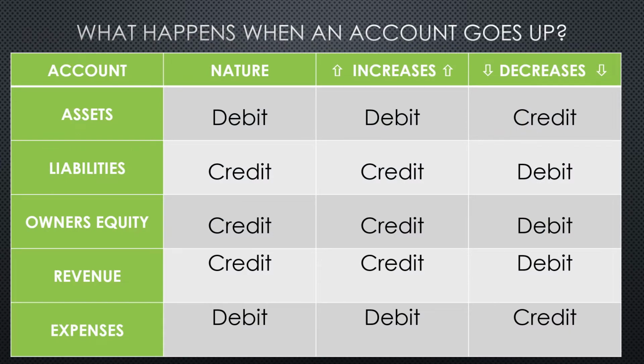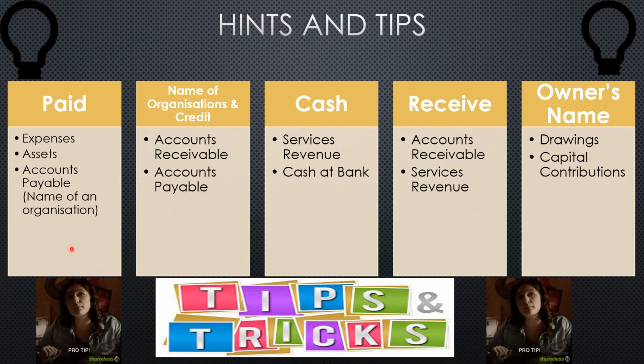So I've just put in this vodcast the debits, what happens when assets, liabilities, owners' equities, revenues and expenses go down or up, and the effect that that has on the actual journal itself. You'll be using this knowledge in the creation of your general journals. I've also added from the last vodcast the hints and tips on what to look for when you are dissecting each of the transactions and creating the general journals from there.